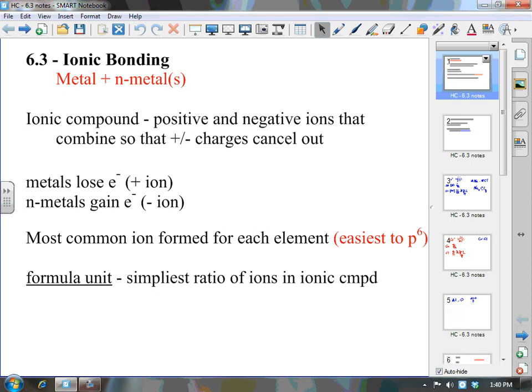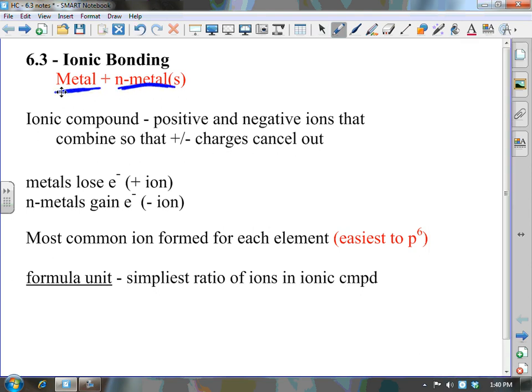In this video, we're going to look at ionic bonding. In ionic bonding, what we're talking about here, we're looking at what happens when a metal bonds to a nonmetal, which is different than covalent bonding. Covalent bonding are nonmetals bonding to other nonmetals. So we've got a metal bonding to a nonmetal.